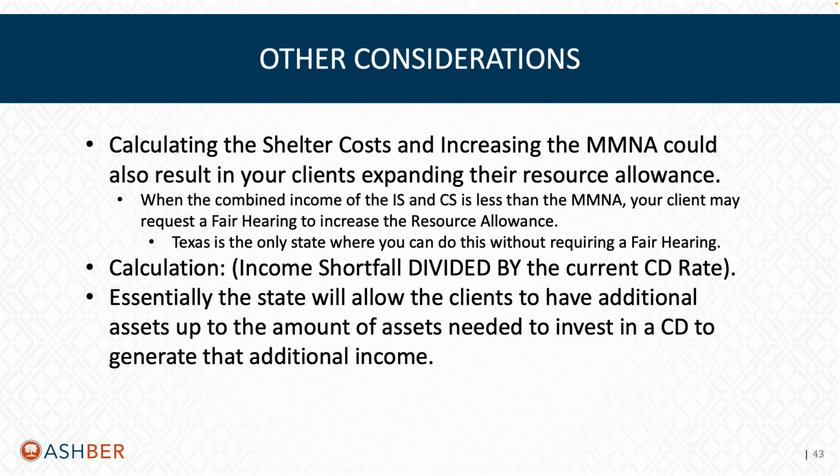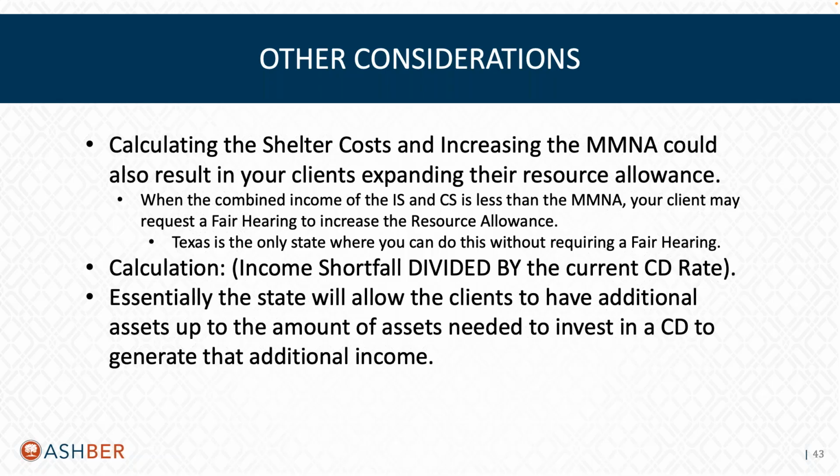And then also, I would say this is probably the last consideration here, and I do have one more case study to go through really quick. By calculating the shelter costs and the minimum MMNA, an increase in the MMNA could also result in an expansion of the resource allowance. So there are scenarios that may come up where the combined income of the institutionalized spouse and the community spouse is less than what the MMNA is for the community spouse. If that is the case, then your client may request a fair hearing to increase that allowance. Texas is the only state that we're aware of where you can do this without requesting a fair hearing.